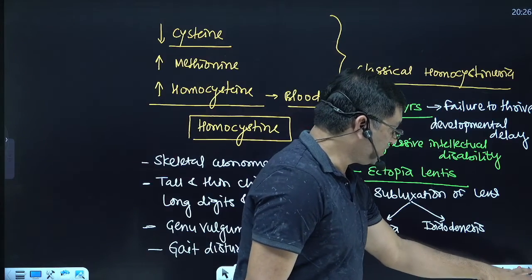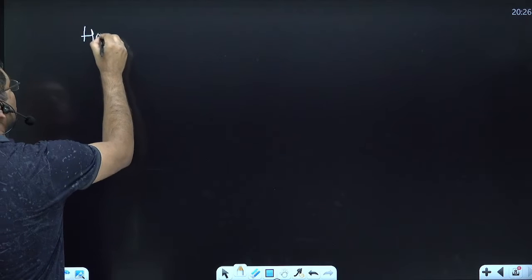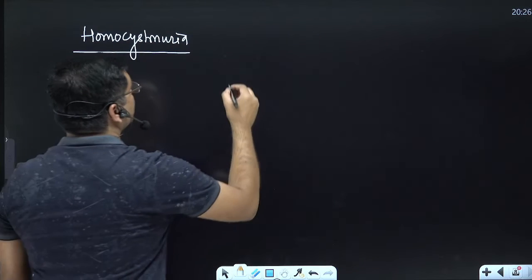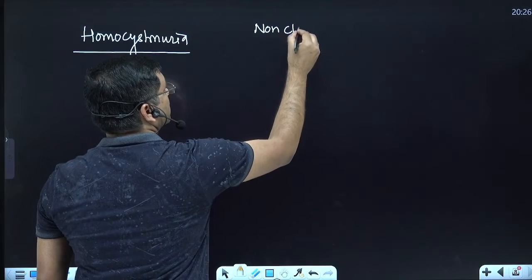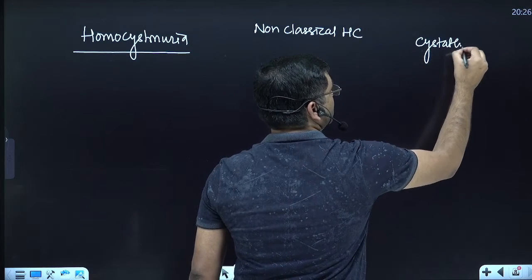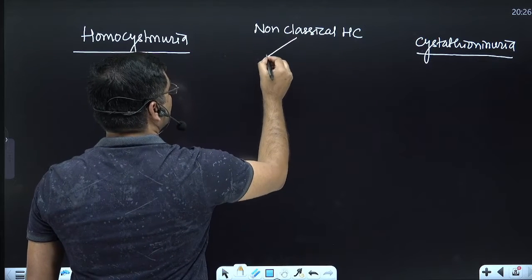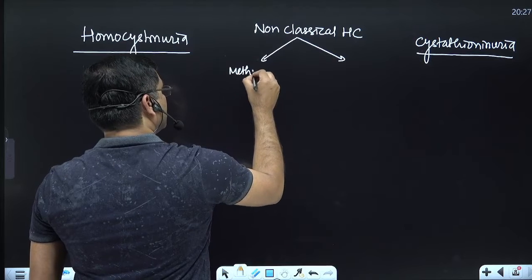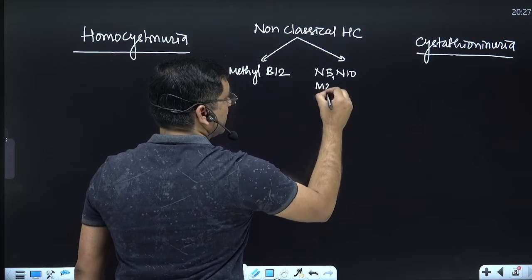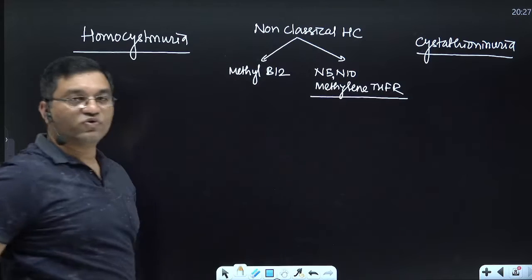So we discussed 4 disorders here. One is homocystinuria, that is classical homocystinuria. Then the second one is the non-classical homocystinuria. Then cystathioninuria. Okay, so these are the 4 disorders. In non-classical homocystinuria, one is because of methyl B12 deficiency, and another is due to N5, N10 methylene tetrahydrofolate reductase deficiency. So these are the 4 disorders we discussed.